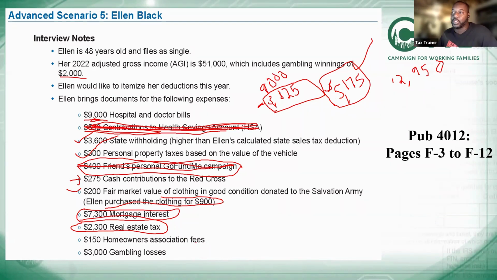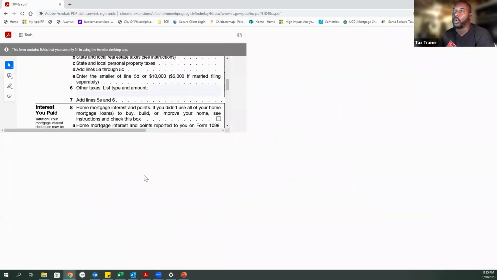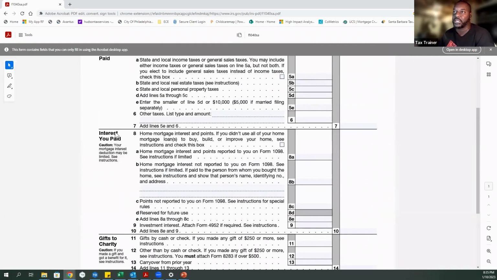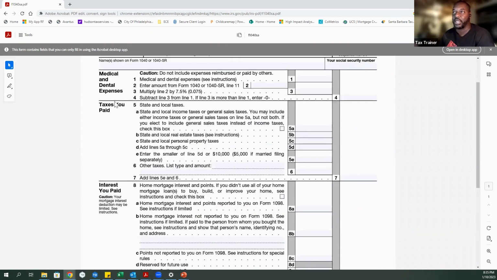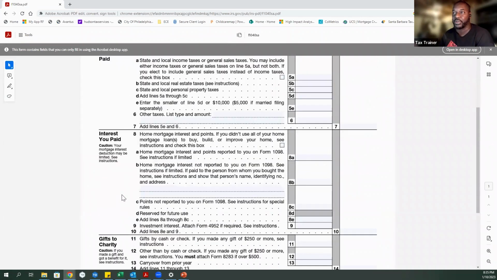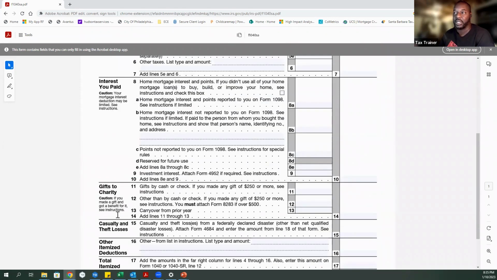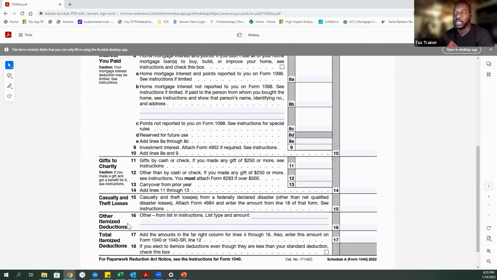How about a home association fee? No. Home association fee is not a deductible thing. There's no place on the Schedule A where they talk about home association fee. It's mortgage interest, it's taxes you paid, it's medical and dental bills, it's gifts to charity, casualty and loss, and other itemized deductions, which would be like gambling, would fall down here.